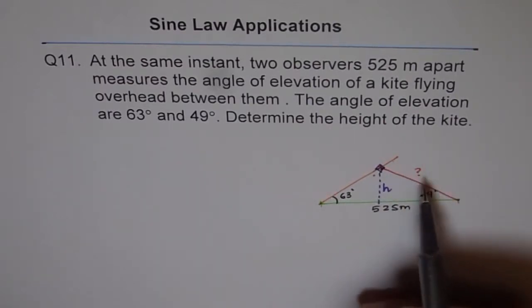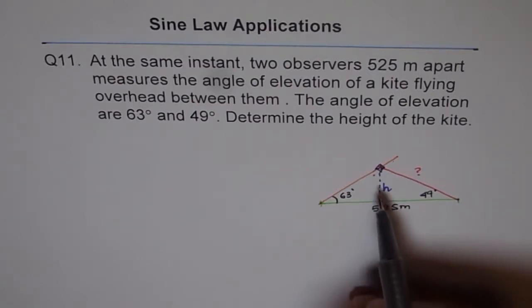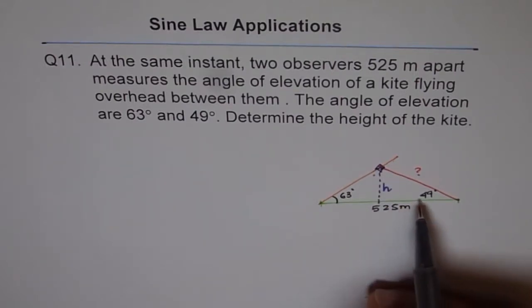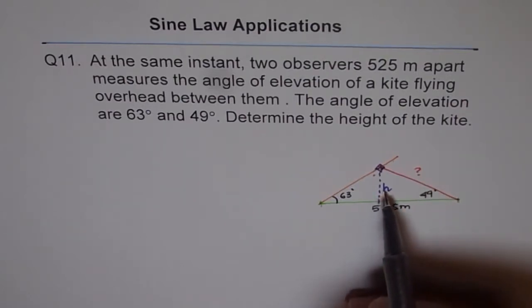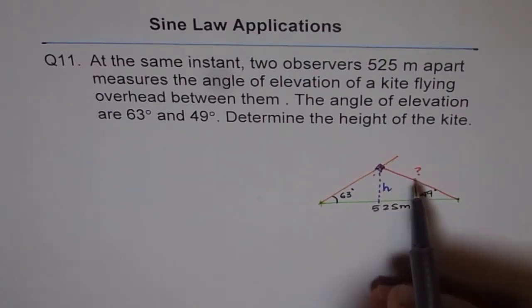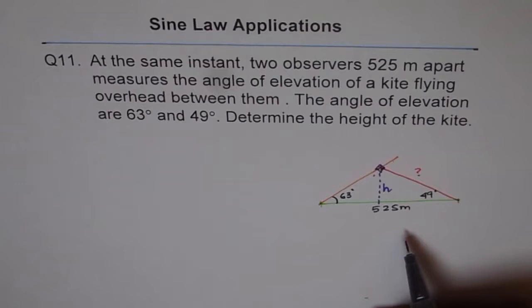So that means this side over sine 63 equals this over sine of that angle. That angle is 180 minus 63 minus 49, correct? So you get this side. Once you get your side, then you can find the height using the angle, hypotenuse and opposite side, correct? And solve your problem. So that is how this question will be solved.